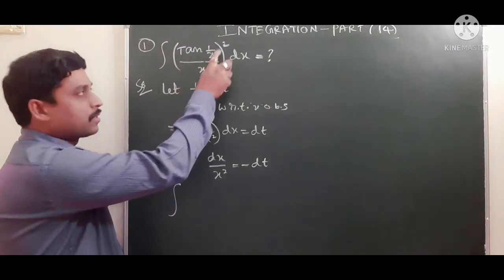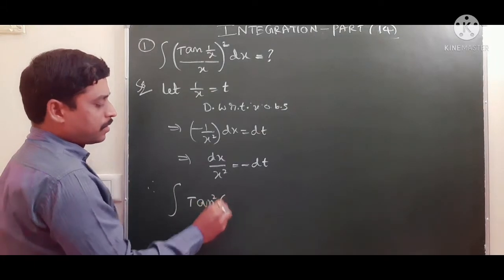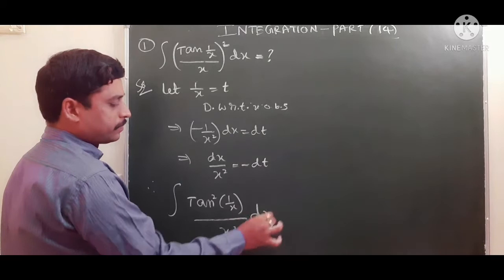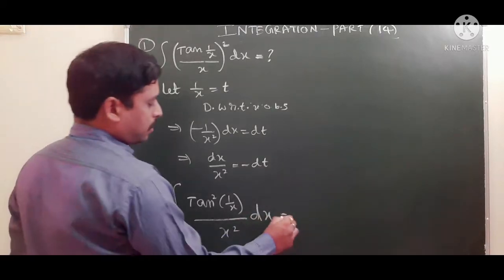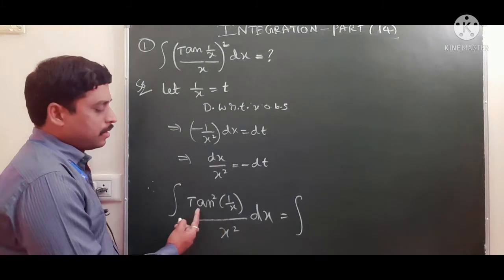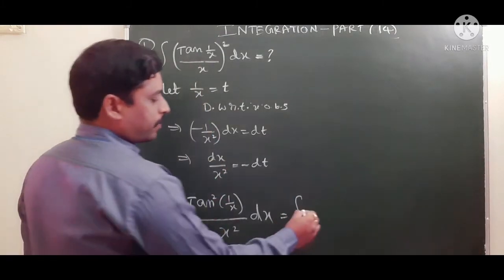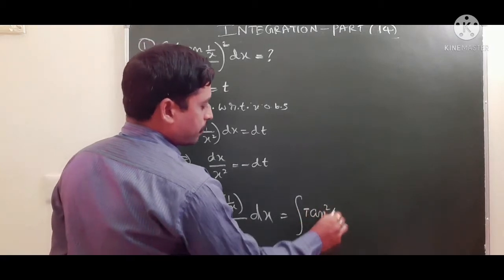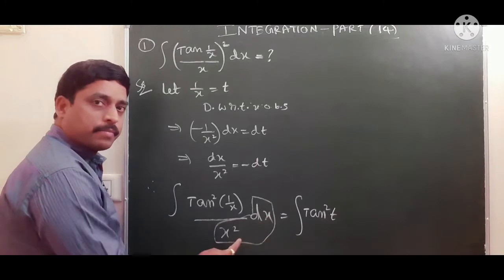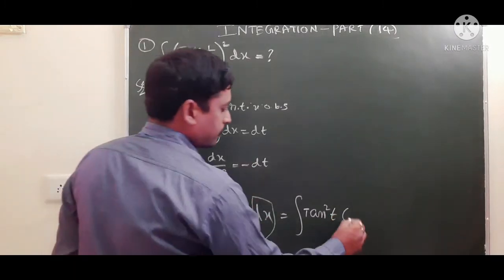Tan 1 by x whole square. This can be written as tan square 1 by x into dx. Okay, clear? So integral tan square 1 by x. So tan 1 by x place we should write t. This is tan square t. So dx by x square, this value we got it minus dt.